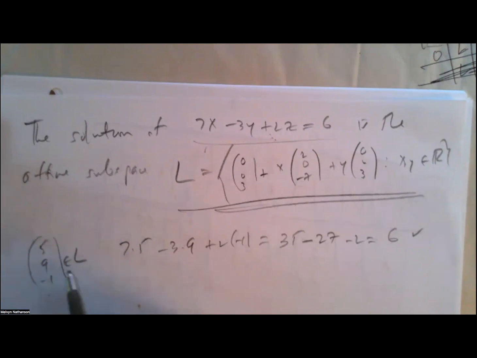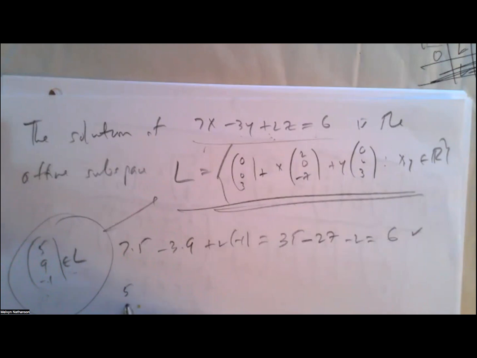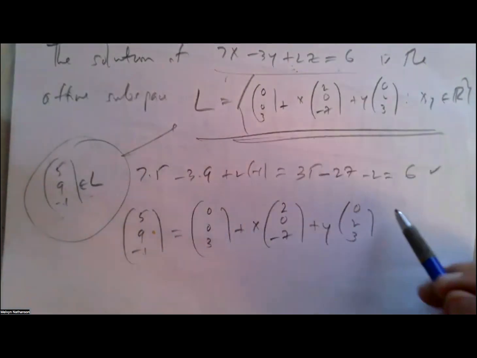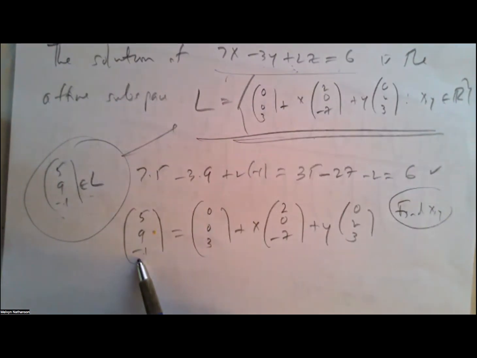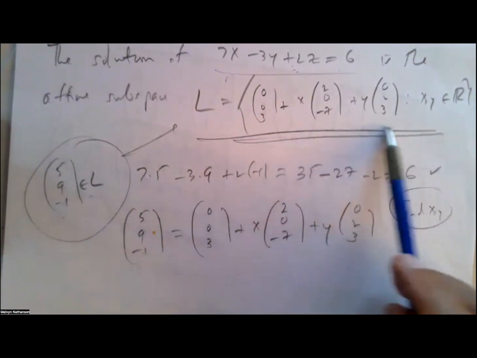So this vector is in the solution space, which means this vector, (5, 9, -1), can be written in the form (0, 0, 3) plus x times (2, 0, -7) plus y times (0, 2, 3). So I want to find x and y. I want to be able to write this vector as a linear combination that looks like this.